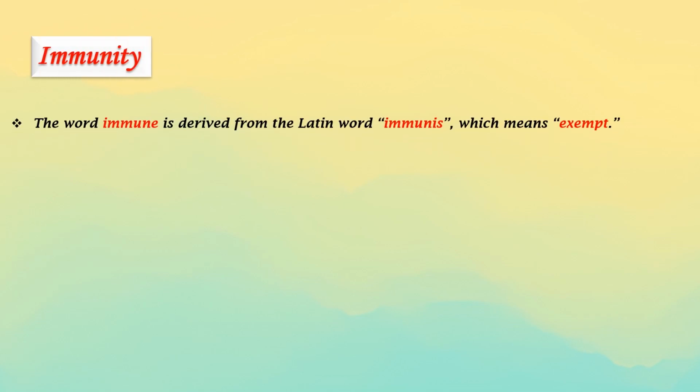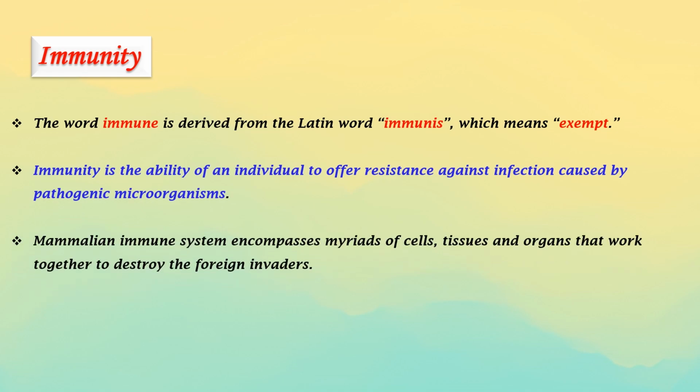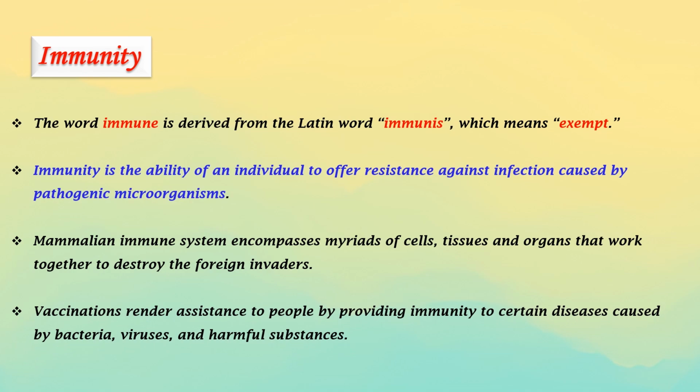Immunity. The word immune comes from the Latin word immunes, which means exempt. So, what is immunity? Immunity is the ability of an individual to offer resistance against infection caused by pathogenic microorganisms. The mammalian immune system encompasses a myriad of cells, tissues, and organs that work together to destroy the foreign invaders. Vaccinations render assistance to people by providing immunity to certain diseases caused by bacteria, viruses, and harmful substances.